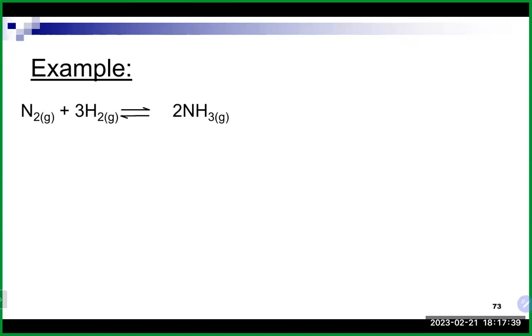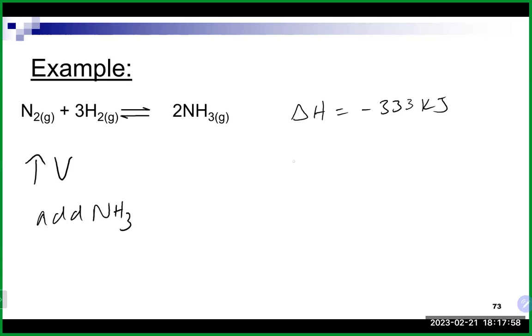All right, so we've got this one here. Let's just say the delta H here is negative 333. Why not? All right, let's go with: increase the volume, add NH3, increase the temperature, and let's go with remove N2. Which way?